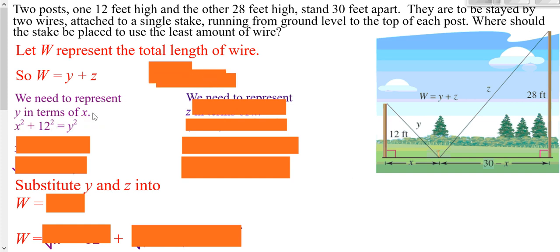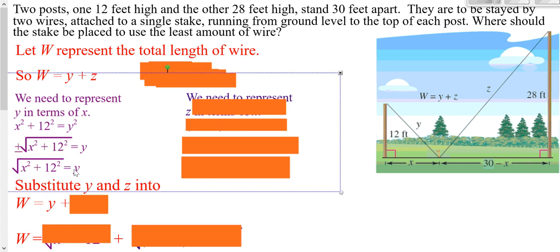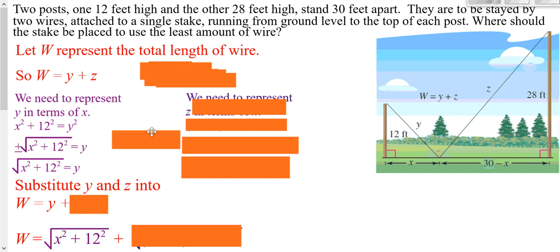So I should be able to go ahead and solve this for y, so I could plug it in up here. So y is this here. Once again, y has to be a positive length, so I don't have to worry about the plus or minus. So instead of writing y, I'm going to write what I have for y right here and plug it in.